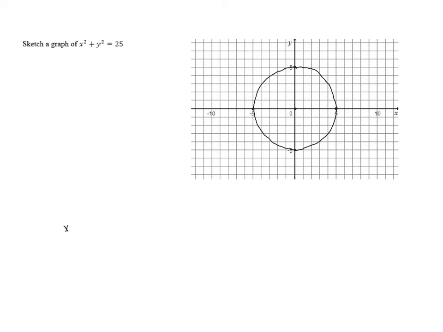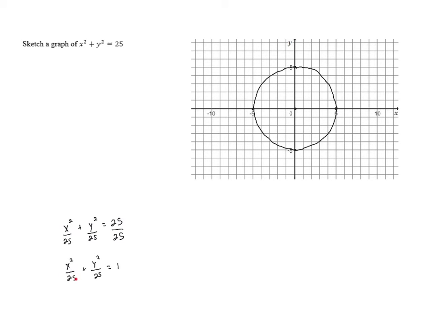If you hadn't seen that it was a circle and you thought it was an ellipse and you wanted to get it in the form of an ellipse, which means getting 1 as a constant term, and you divided both sides by 25, you'd end up with x squared over 25 plus y squared over 25 equals 1. And if you went to graph this as though it was an ellipse, you'd end up getting the same thing.